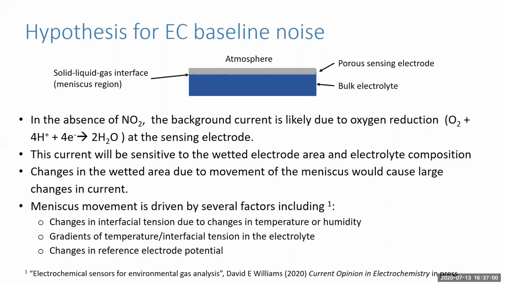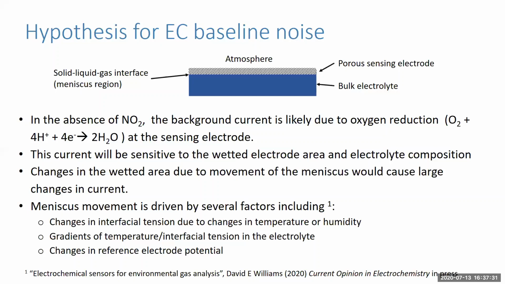And this movement of the meniscus is likely to be driven by several factors, including changes in the interfacial tension at that interface due to changes in temperature or humidity, gradients of temperature or interfacial tension within the electrolyte, and or changes in the reference electrode potential. And this has recently been analysed in a paper by David Williams, currently out in Current Opinion in Electrochemistry.